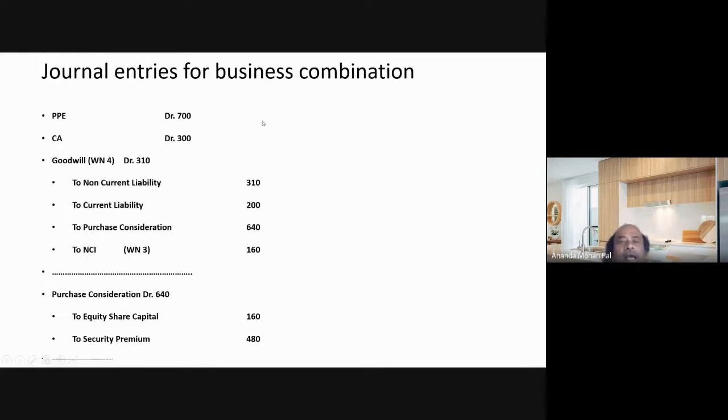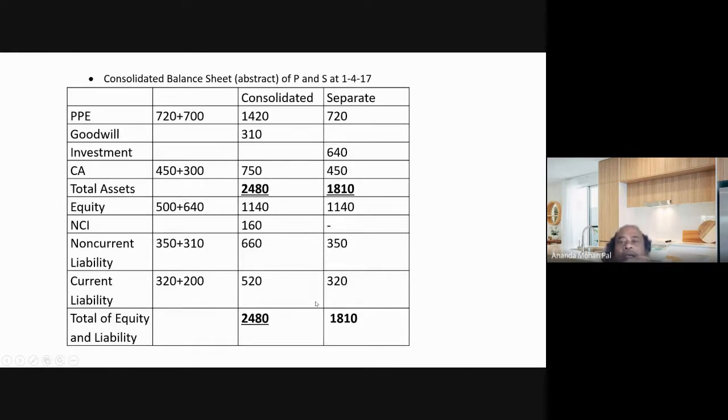Then these journal entries, I am not taking time because it was explained yesterday: whatever assets are debit and all these items are credit, and goodwill is the balancing figure, and purchase consideration debit, equity share capital, security premium. Security premium would arise under other equity. Then the consolidated balance sheet. Consolidated balance sheet of P and its subsidiary S on 1st April.